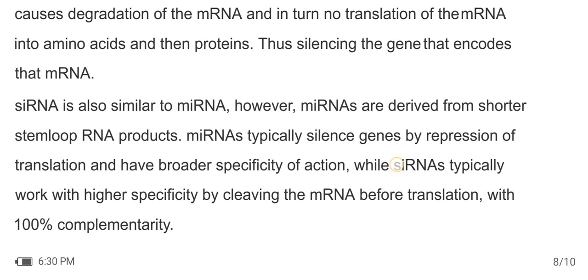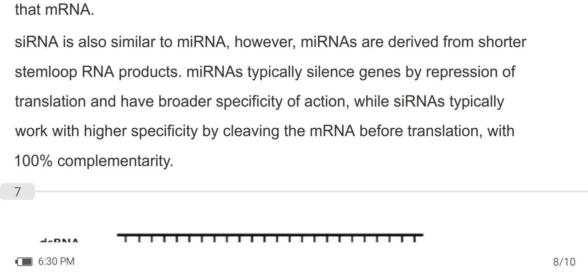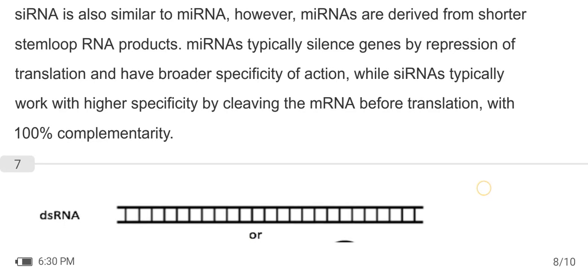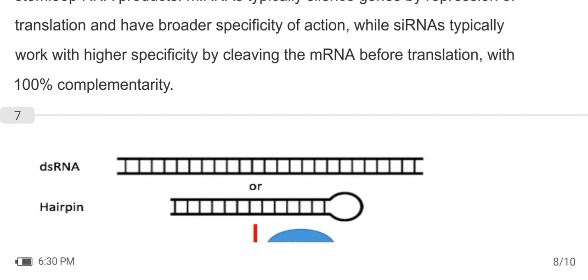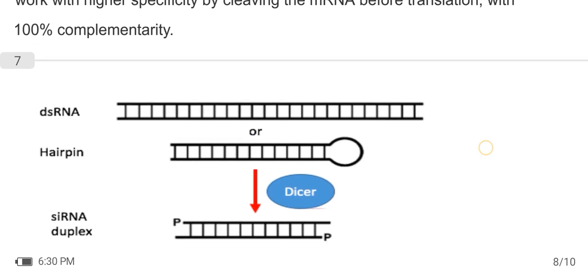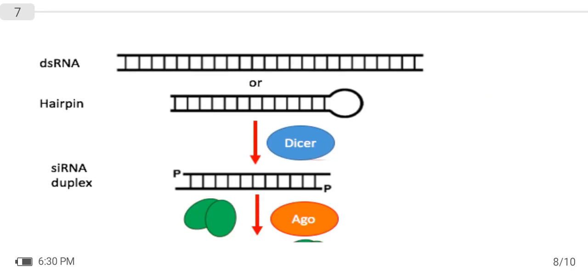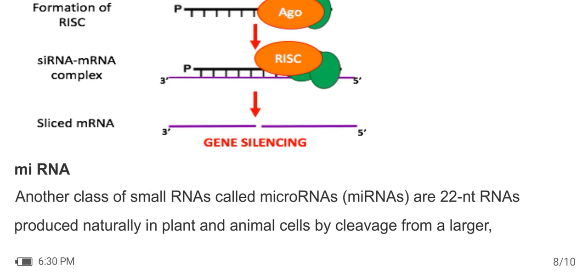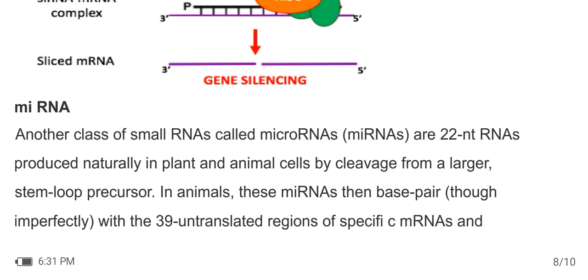siRNA is also similar to miRNA. However, miRNAs are derived from shorter stem loop RNA products. miRNAs typically silence genes by repression of translation and have broader specificity of action, while siRNAs typically work with higher specificity by cleaving the mRNA before translation, with 100% complementarity. So dsRNA and hairpin, Dicer, siRNA duplex, formation of RISC, siRNA-mRNA complex, silenced mRNA, gene silencing will be taking place.